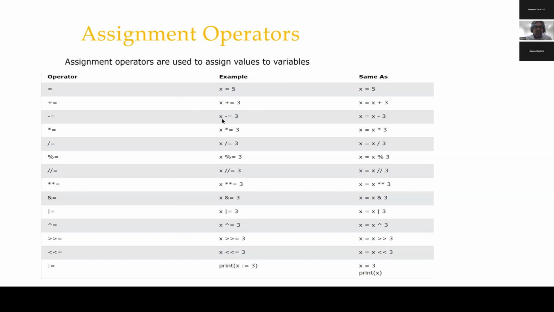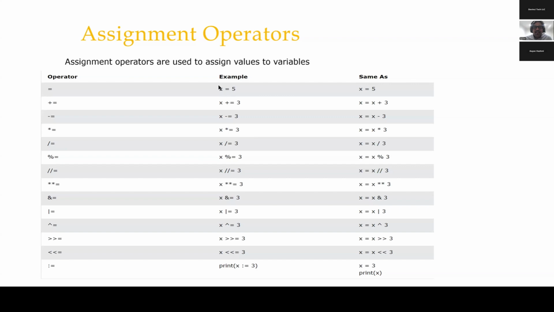Whatever value you have previously in this variable, just minus 3 out of it. And all these are self-explanatory. Whatever value you have, just multiply by 3.